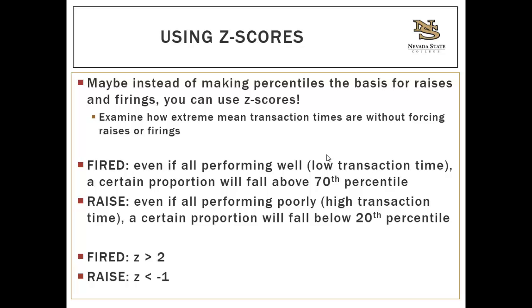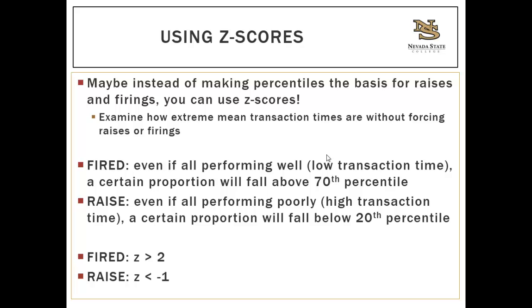So I showed you the empirical rule, and I showed you an example using the empirical rule to give you a nice understanding of how z-scores tell you about the location of scores in your data set and how useful it can be when you have a normal distribution. But even if you don't have a normal distribution, z-scores are extremely useful because they tell you where a specific score falls relative to the mean of all scores, while taking into consideration how spread out the scores are in your data set. So sometimes it's way better to make decisions using z-scores than it is to use something like percentiles. So maybe instead of making percentiles the basis for raises and firings, you can use z-scores.